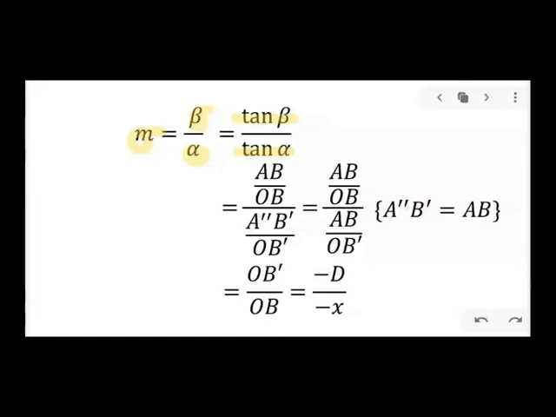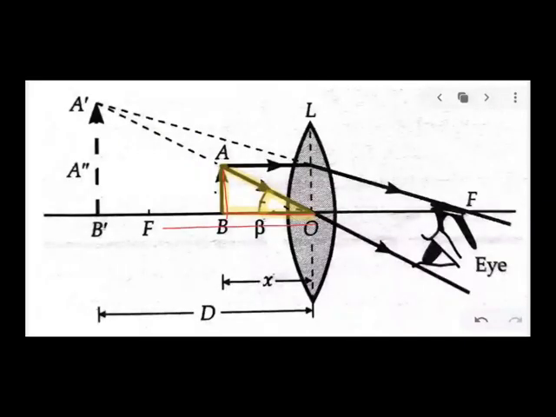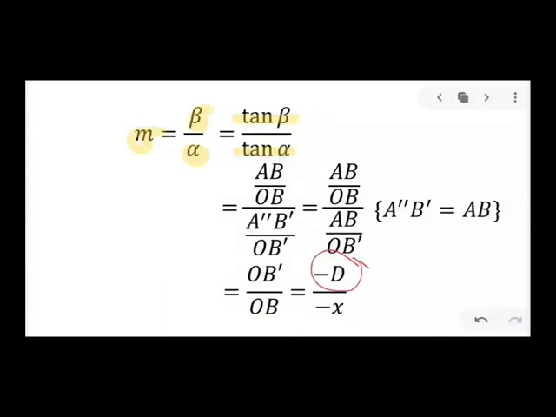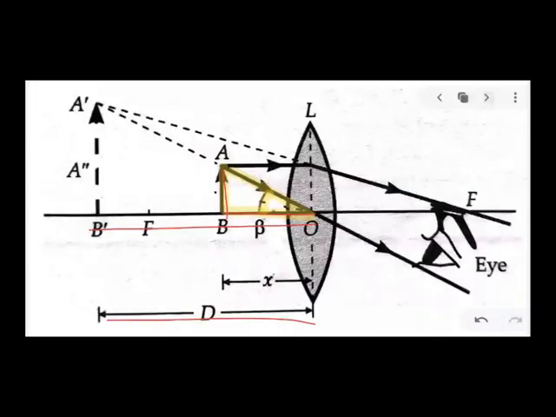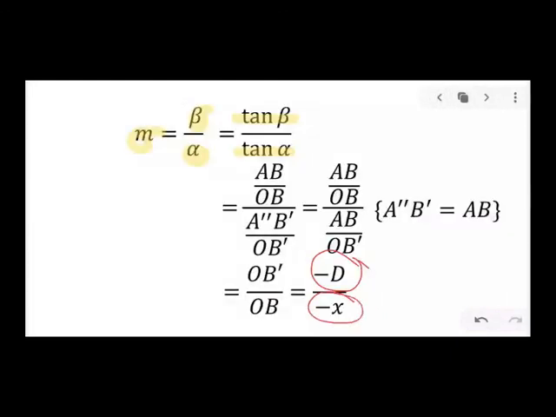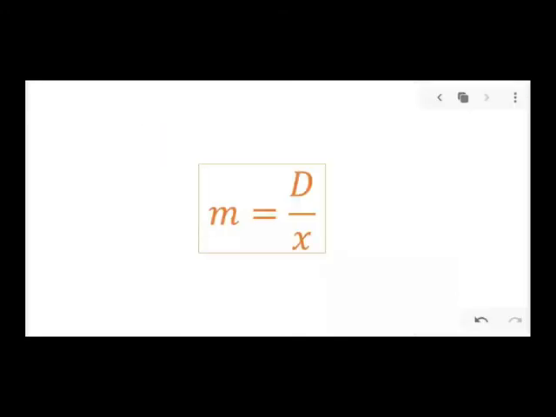Now OB dash is the least distance of distinct vision, capital D. So I'll write minus D. Similarly, OB is the distance of the object, X. So I'll write minus X. Now I can cancel the minus sign. So my magnifying power is M equals D by X, where D is the least distance of distinct vision and X is the object distance.